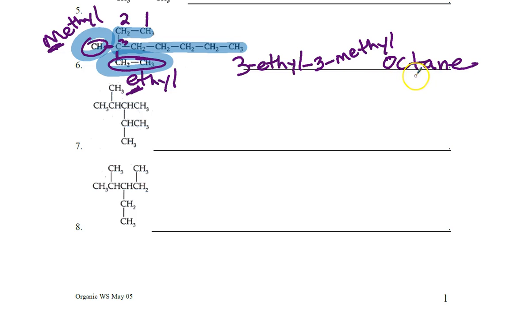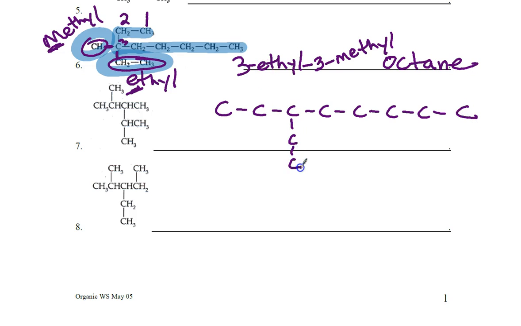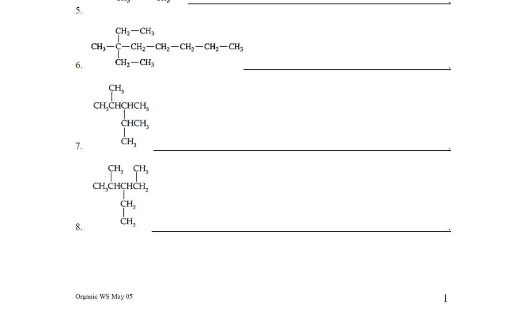So if I were to rewrite this, octane would be 1, 2, 3, 4, 5, 6, 7, 8. And on the third carbon, there is an ethyl group. Ethyl looks like that. You could bend it a little bit if you wanted. And on the third carbon is a methyl group. It looks like that. So really and truly, this is just drawn to confuse you or to see if you know what you're doing. It could be drawn like this, which looks so much simpler. Let's look at number 7.